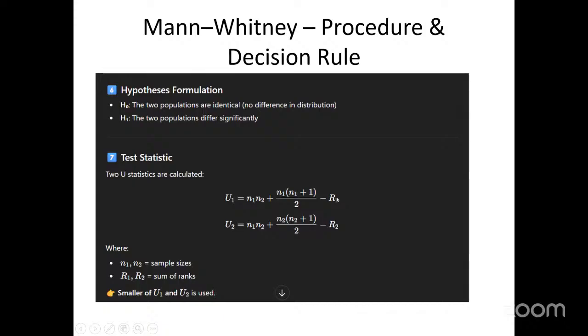R1 is the rank sum of group 1, the sum of the ranks for group 1. R2 is the sum of the ranks for group 2. And we will be considering U, which is the smaller of U1 and U2.